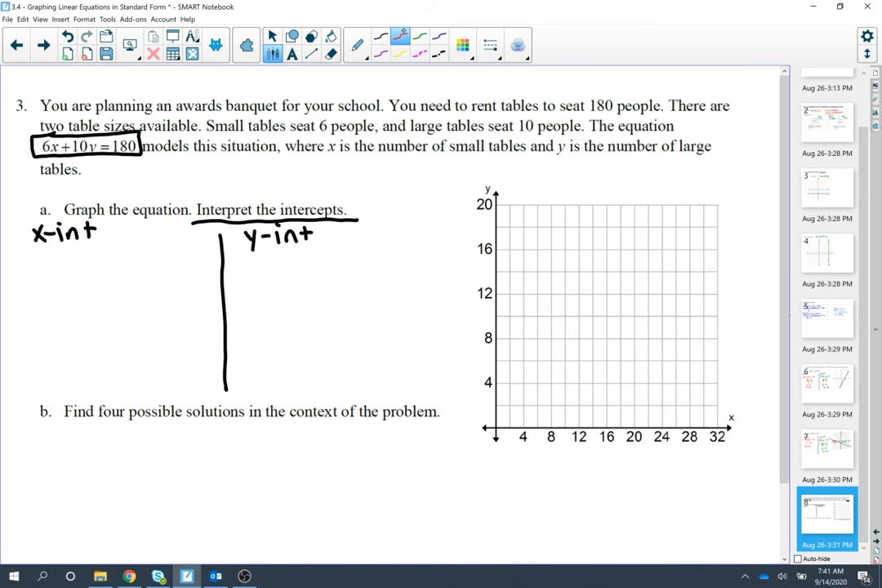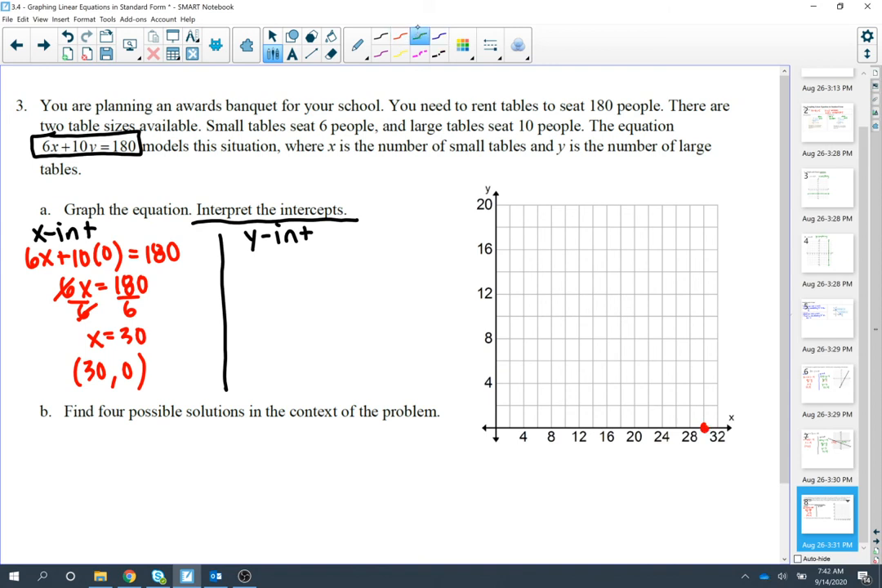If I'm finding my x-intercept, I'm going to substitute a 0 in for y. So 6x plus 10 times 0 equals 180. 10 times 0 is simply 0, so I'm left with 6x equals 180. Then I'm going to divide both sides by 6. The 6's will cancel. X equals 30. So I know my x-intercept is going to be 30, comma 0. Over here, I'm going to put an x-intercept on 30.